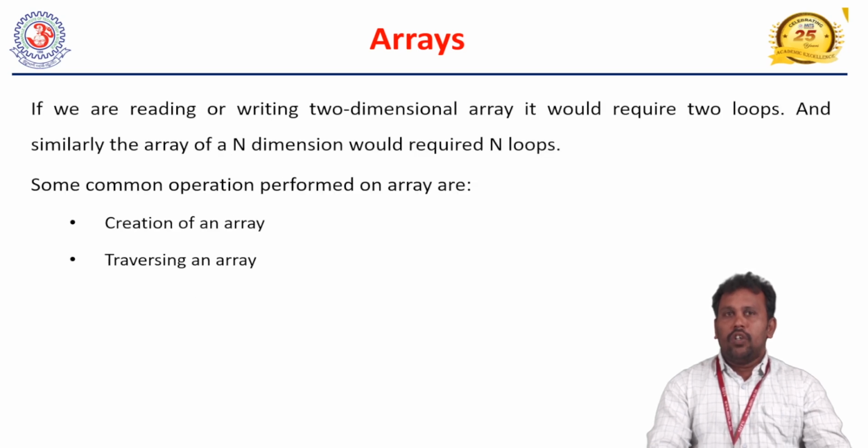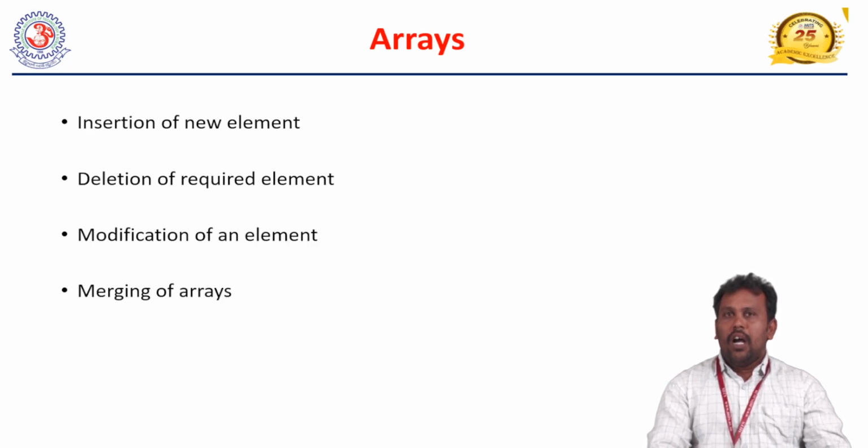Next one. If we are reading or writing a two-dimensional array, two loops are required. Similarly, an array of n dimensions requires n loops. Some common operations are performed on arrays, and not only on arrays, on every data structure: creation of an array, traversal of an array, insertion of a new element, deletion of a required element, modification of an element, and merging of arrays.